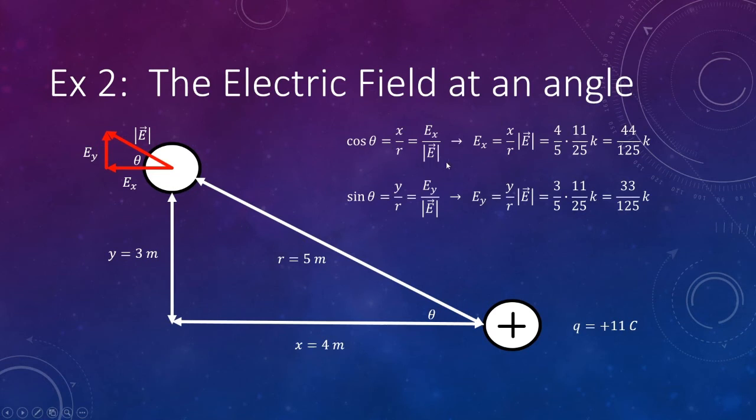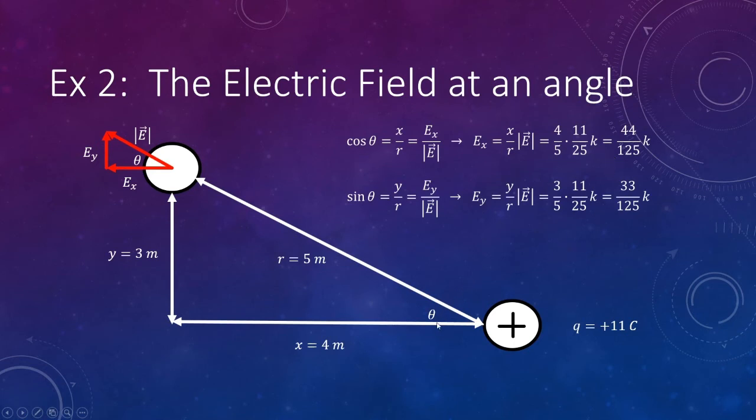So if we multiply both sides by the magnitude of E, we get Ex is equal to x over r times the magnitude of E, and we have all those values. We'd have 4/5 times 11 over 25k, which is 44 over 125k. And we'll do the same methods to get the y component of the field.